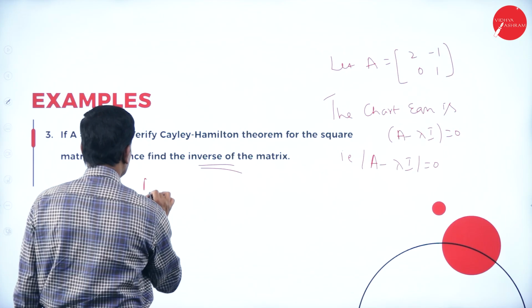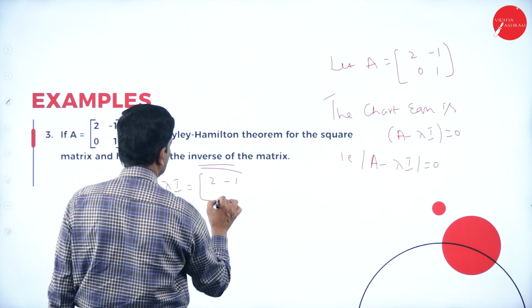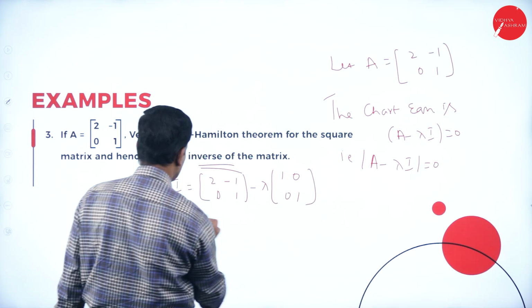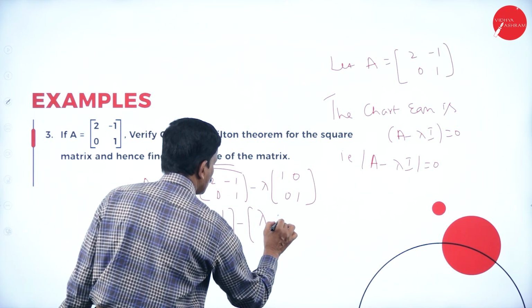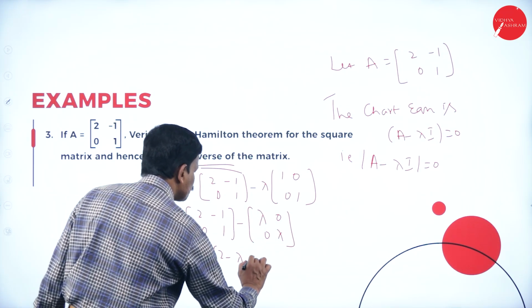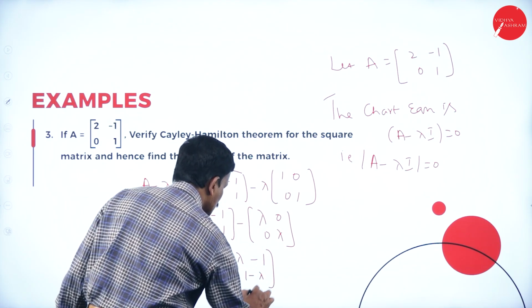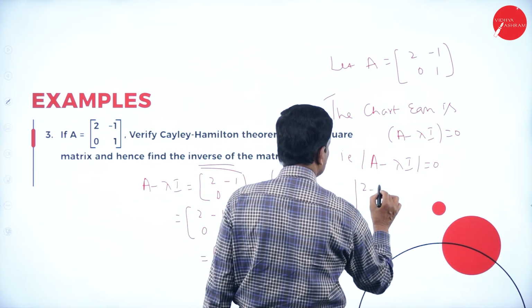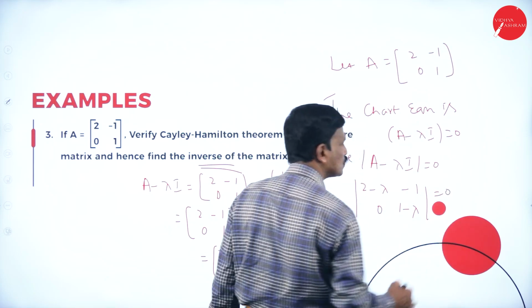Now first find out A minus lambda I. What is A? A is equal to given matrix 2 minus 1 0 1 minus lambda into 1 0 0 1. That's equal to 2 minus 1 0 1 minus lambda 0 0 lambda. This is equal to 2 minus lambda, minus 1 minus 0 is minus 1, 0 minus 0 is 0, 1 minus lambda. Right. Now the characteristic equation determinant of A minus lambda I is equal to 0 means 2 minus lambda, minus 1, 0, 1 minus lambda is equal to 0.